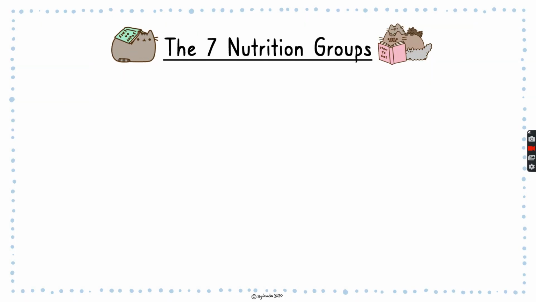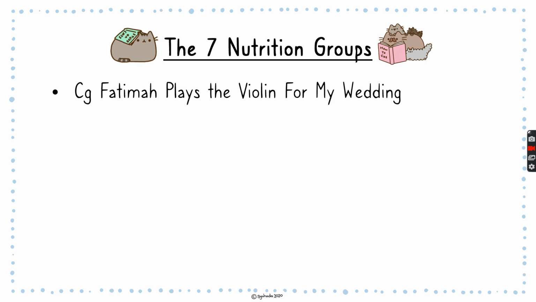There are 7 nutrient groups that you should know. And how to remember this, I think I learned this either from Science 1 or Science 2, like 2 years ago. They told me: Chigu Fatima plays violin for my wedding. So this thing is called a mnemonic, and that's not the exact answer that you should write down in the exam, but it's a way for you to kind of remember it.